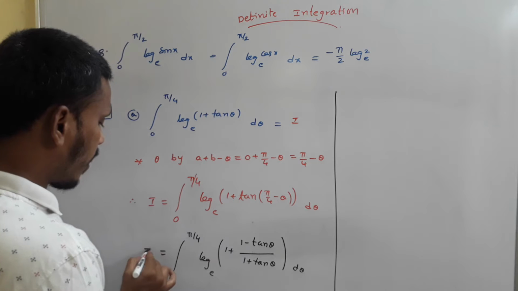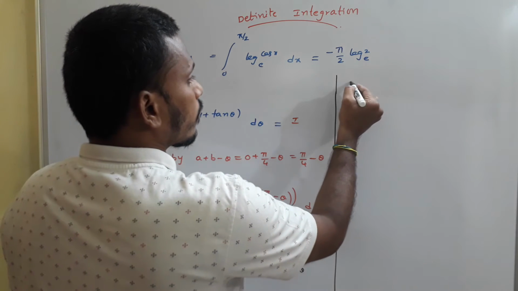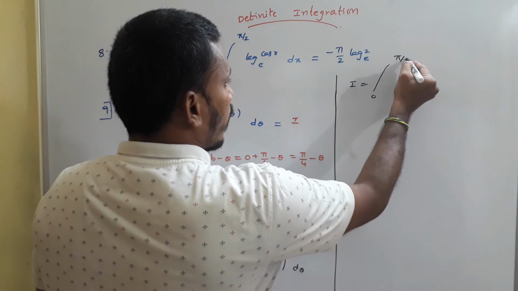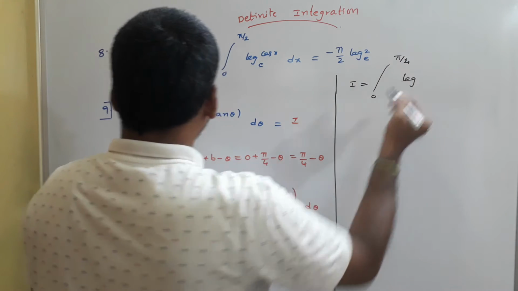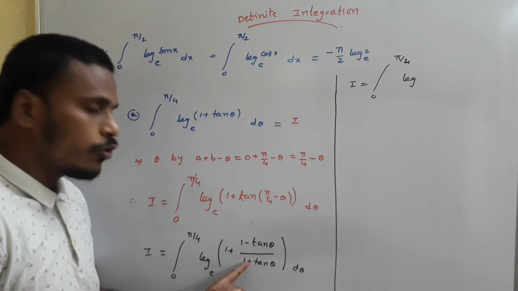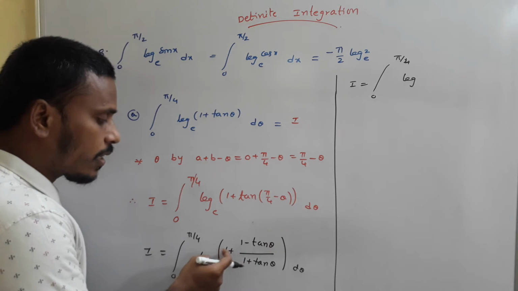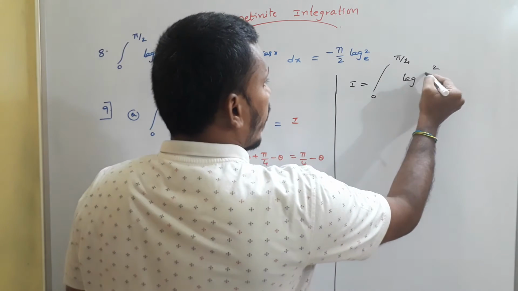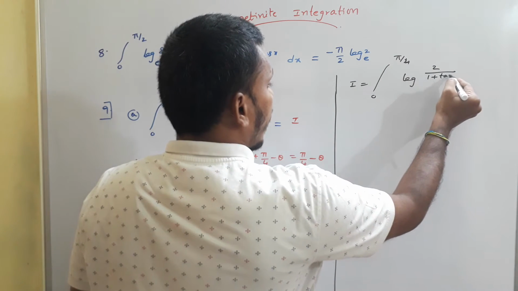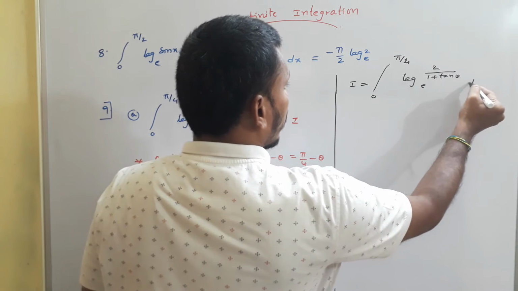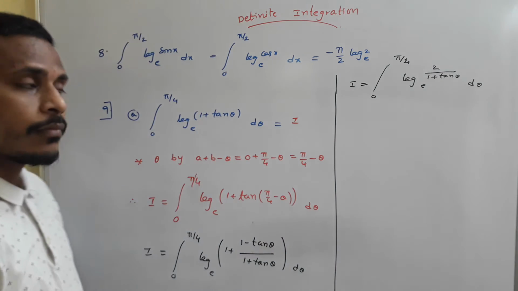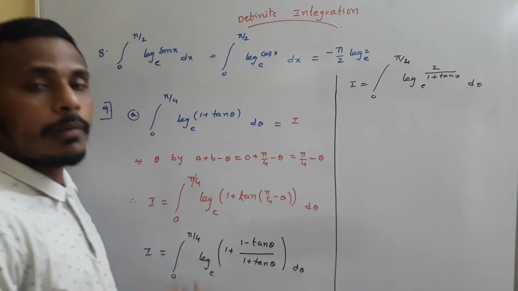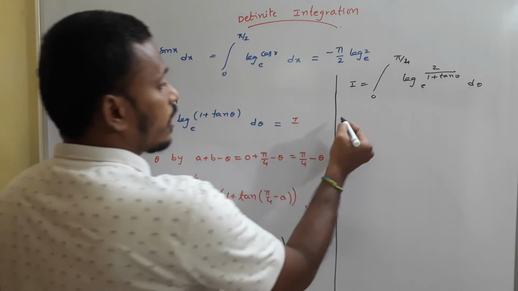Now this one, which is I, is equal to integral 0 to pi by 4 logarithm of, see, you just simplify this. 1 plus tan theta plus 1 minus tan theta gets cancelled, and that is 2 divided by 1 plus tan theta to the base e d theta. Now see, just have a look. I is equal to integral 0 to pi by 4 logarithm of 2 by 1 plus tan theta d theta.